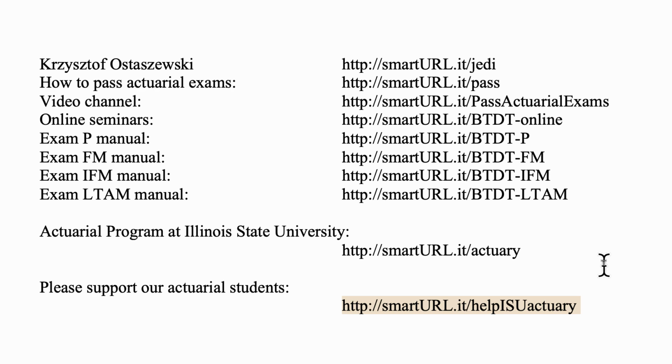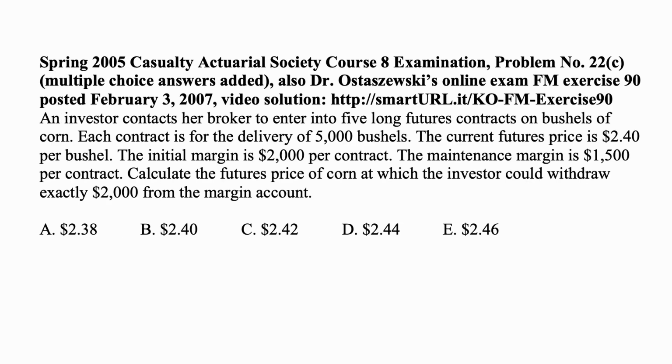Smarturl.it/help ISU actuary. Here's a problem for today for exam IFM, investments in financial markets. An investor contacts her broker to enter into 5 long futures contracts on bushels of corn. Each contract is for the delivery of 5,000 bushels. The current futures price is $2.40 per bushel. The initial margin is $2,000 per contract. The maintenance margin is $1,500 per contract. Calculate the futures price of corn at which the investor could withdraw exactly $2,000 from the margin account.